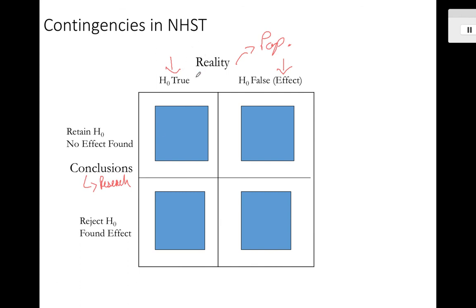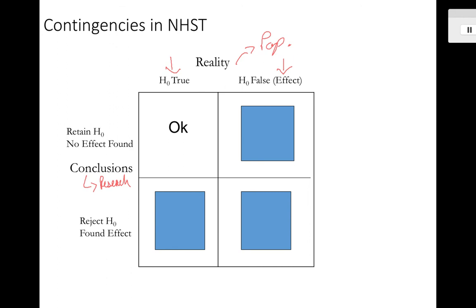Let's begin first here. If in reality the null is true, so out there in the real world, there is no difference between your groups. There's no difference between your sample mean and the population mean. In your research study, you concluded that there is no difference between those two numbers. So out in the real world, there's no difference between those numbers, and you concluded that there is no difference between those numbers. You're okay.